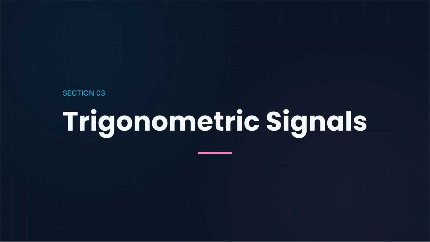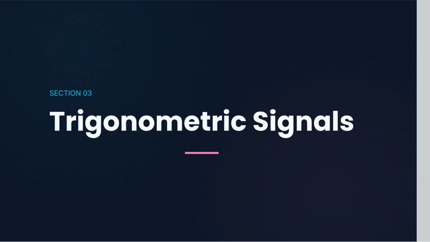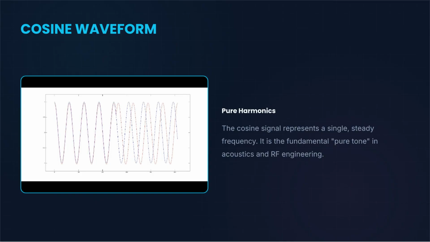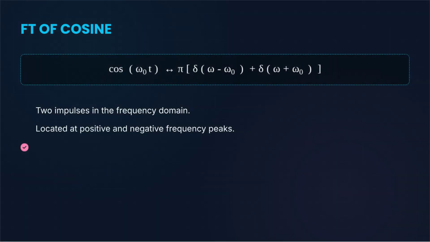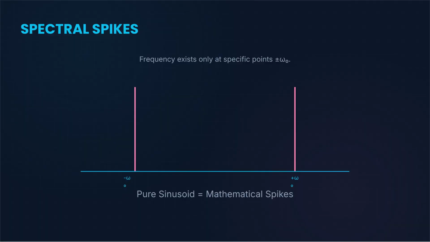Next, we move into section 03 to analyze trigonometric signals. The cosine waveform represents pure harmonics. This signal is a single, steady frequency, often called the fundamental pure tone in acoustics and RF engineering. The Fourier transform of the cosine function results in two impulses in the frequency domain. These spikes are located at positive and negative frequency peaks, and the area of each impulse is pi. These spectral spikes illustrate that a pure sinusoid's energy exists only at the specific frequencies plus or minus omega naught.